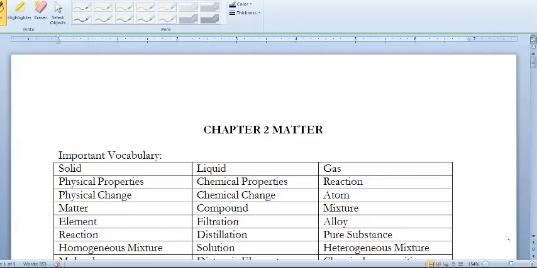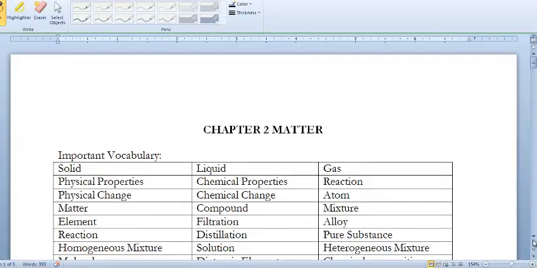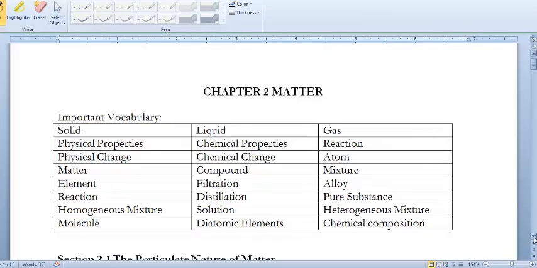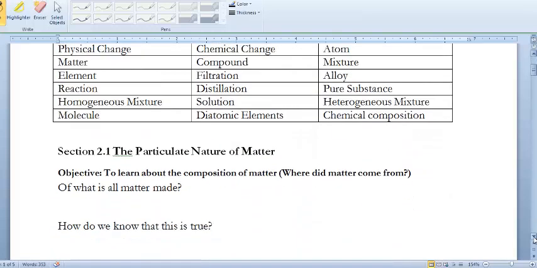This is Chapter 2 and our discussion of chemistry in regards to matter. There's a number of vocabulary words that I do want you to learn through our study, and most of them are listed below, and by the time we are done you will have learned what most of those words mean. So we're going to talk about the particular nature of matter.